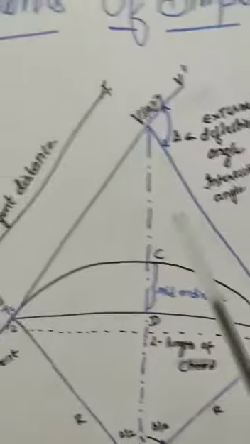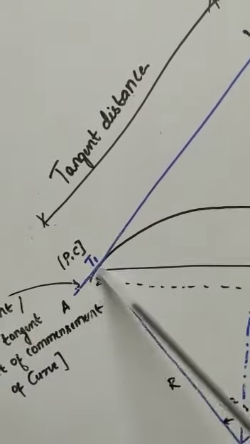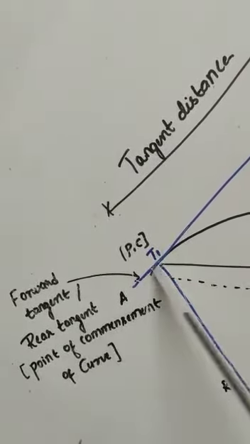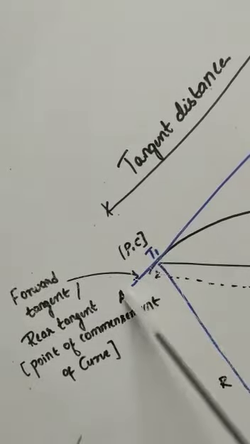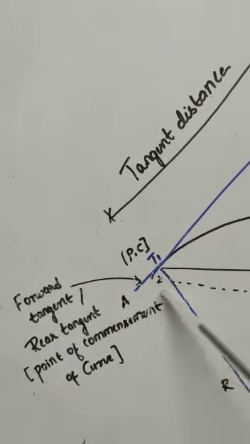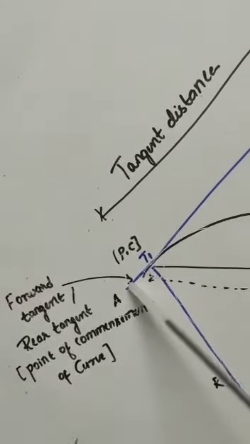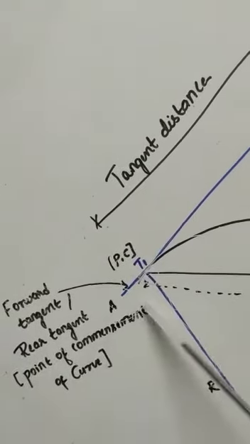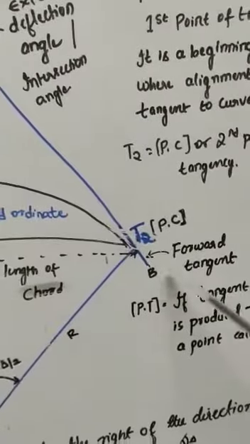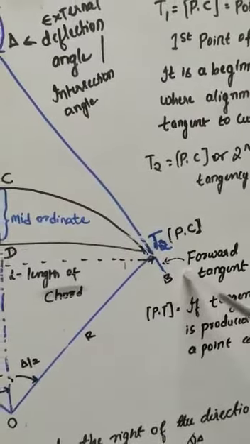Got it? Next, this portion AT1, it is known as forward tangent or rear tangent. This portion AT1 or T1A is also known as forward tangent or rear tangent, and this is a point where the commencement of a curve starts. From tangent, here the curve begins, and this is a point where it is going to start. And the following T2B is known as forward tangent.